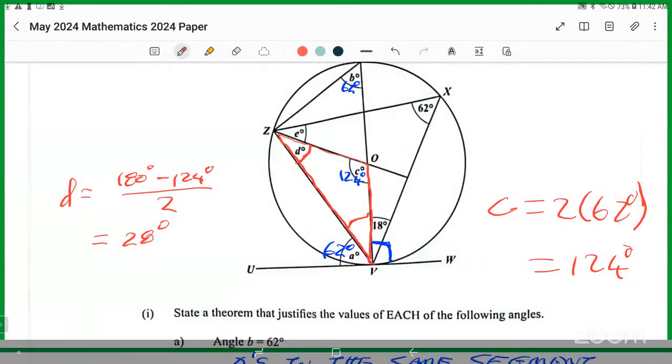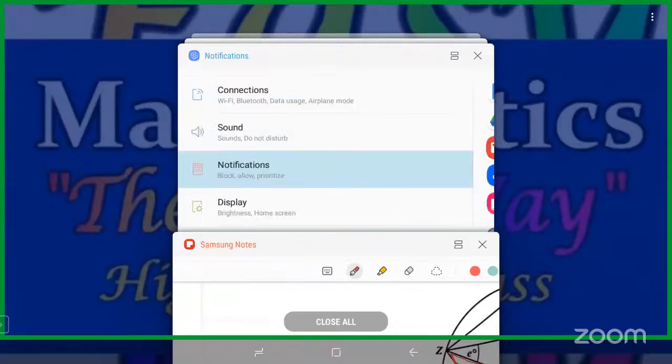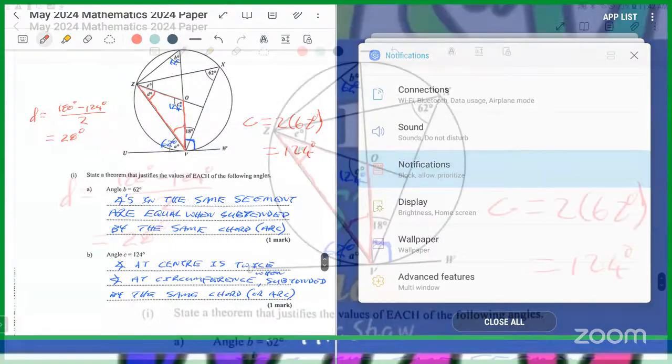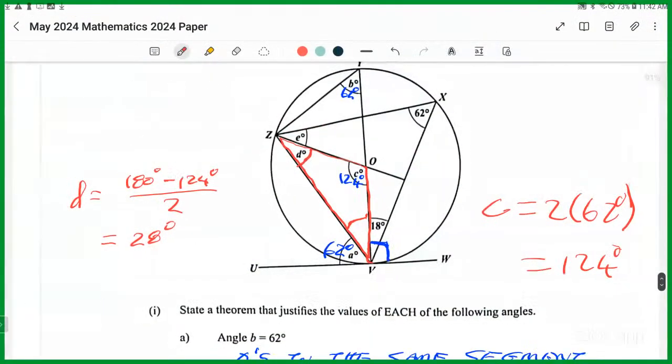Let's see. Alright. Problem is that this device is tied to my other devices, so that's what is happening. And to go through and just kind of clean it up. Anyway, that's the calculation for D.